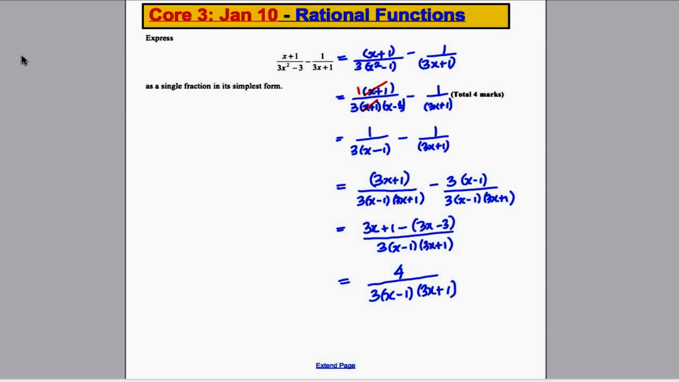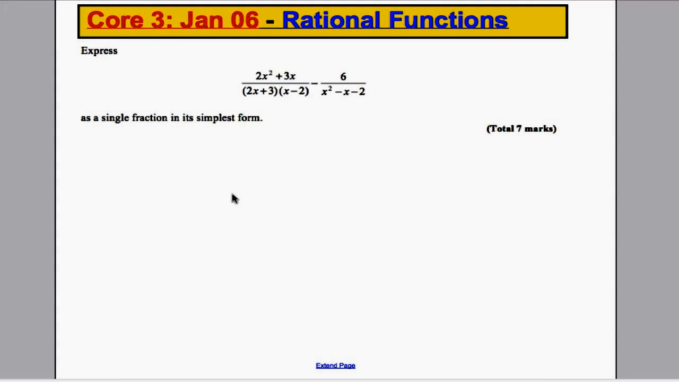Next question, pause, have a go. Okay, factorise everything in sight. Let's start by factorising the top. What goes into 2x squared and 3x? Well, x does. And we'd have in our brackets 2x plus 3. All divided by, let's factorise the bottom. Well, I can't, it's already in factors. 2x plus 3, x subtract 2.